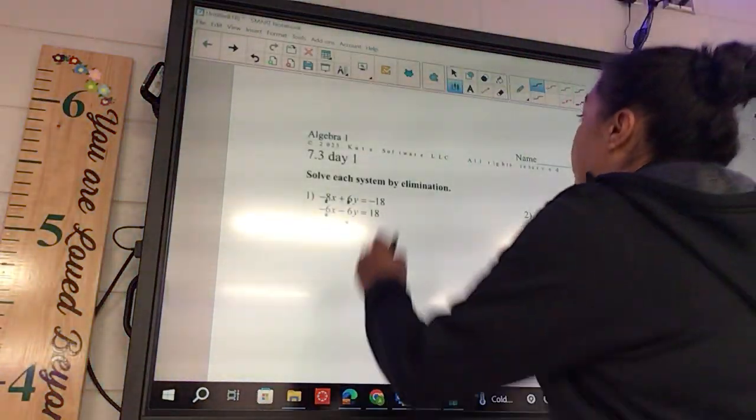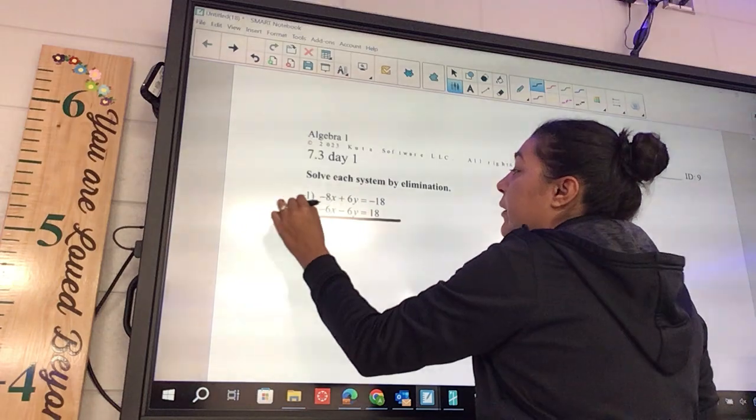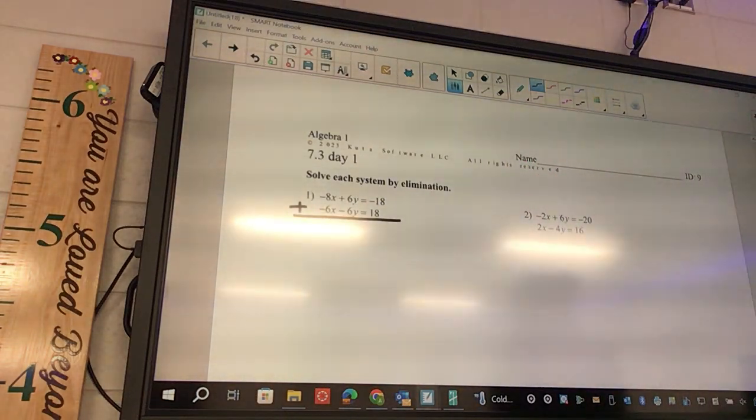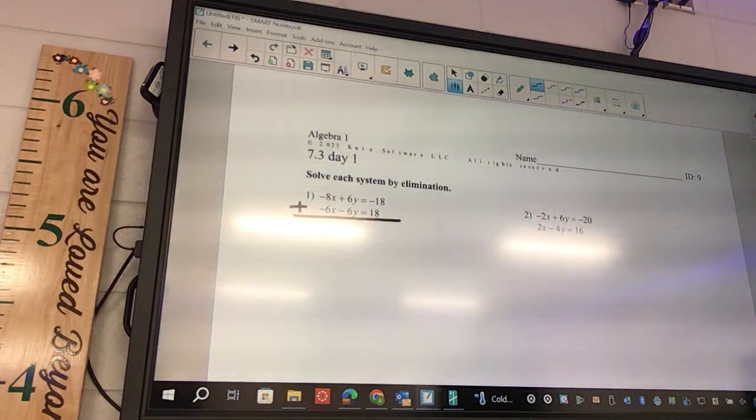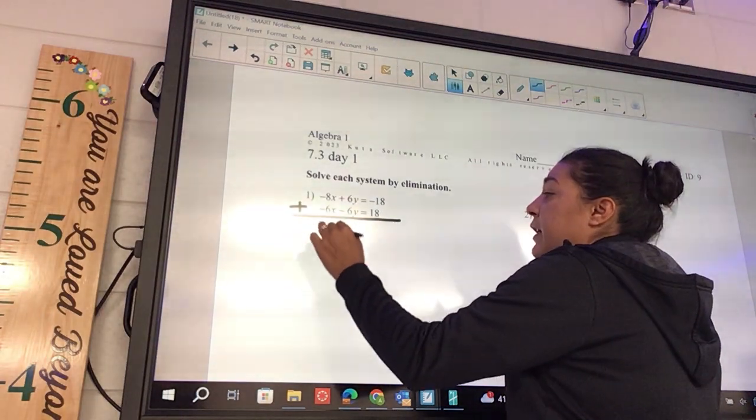You're gonna take these two, and we're gonna add them together. Okay, so what is -8 plus a -6? Use your calculator. -8 plus a -6. -14. -14x. So we're going to -14x.